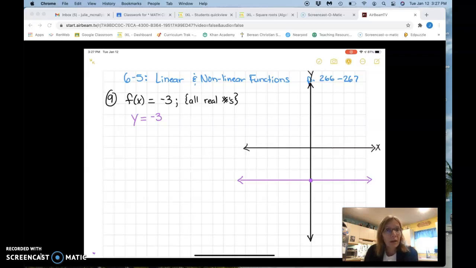And that's it. We didn't have to plug anything in for this one because it's all real numbers, which means any number that we choose. All right, so y equals -3 looks like that. And that was an easy one.